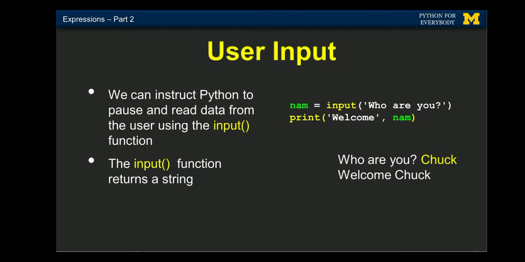User input. We can instruct Python to pause and read data from the user using the input function. So if we want to get something into the interpreter, we must use the input function, which is a predefined function inside Python used to get input from the user. Implicitly, before assigning anything, the input function returns a string. So if you want to input an integer, you must convert it using the int function.